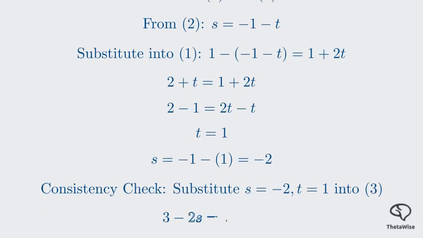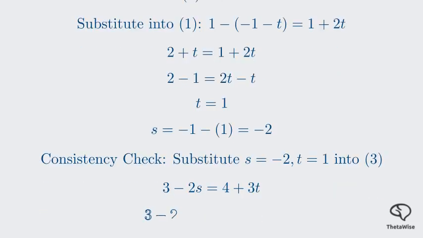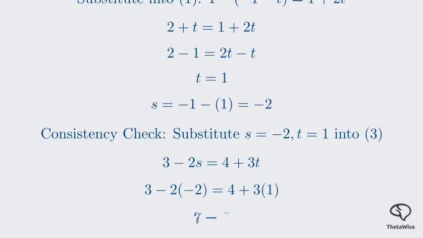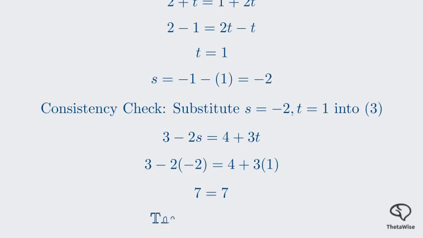Equation 3 is 3 minus 2s equals 4 plus 3t. Substituting our values, we get 3 minus 2 times -2 equals 4 plus 3 times 1. Let's evaluate both sides of the equation. The left side is 3 plus 4, which is 7. The right side is 4 plus 3, which is also 7. Since 7 equals 7, the equation is satisfied. The system is consistent, and the lines do intersect.